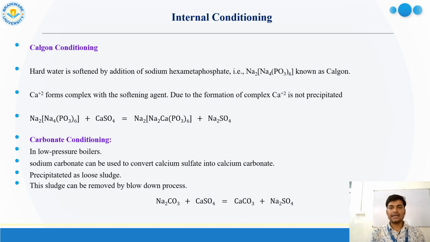Second, calgon conditioning. Calgon is one type of compound, that is sodium hexametaphosphate. At a particular pressure and temperature, this sodium hexametaphosphate is responsible for liberation of sodium sulfate. That sodium sulfate is not harmful. When this sodium hexametaphosphate reacts with hard salts like calcium sulfate, I am giving one example here, it forms sodium calcium metaphosphate, and sodium sulfate is liberated out.